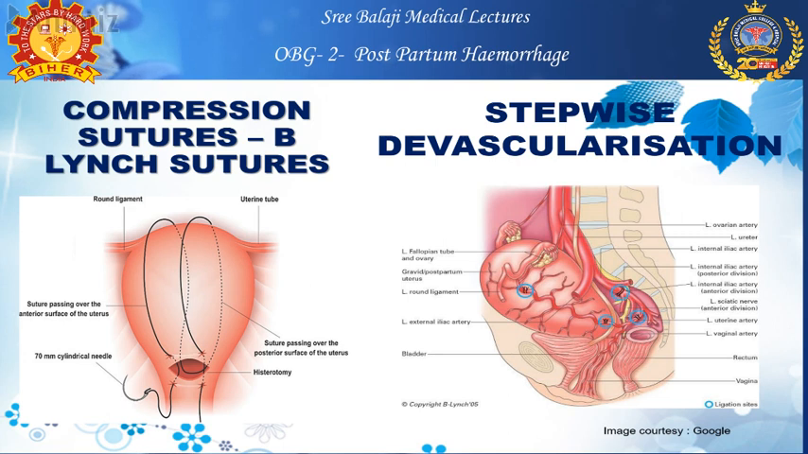Stepwise devascularization. Here we are going to devascularize the uterus by cutting off its blood supply. We all know that the uterus is supplied by the uterine artery, which is a branch of the anterior division of the internal iliac artery. Utero-ovarian anastomosis is formed by branches of the uterine artery and a branch of the ovarian artery, which is a branch of the abdominal aorta. Here you can see that the uterine artery is ligated at the origin. Its ascending branch is ligated, utero-ovarian anastomosis is ligated, and as a last resort, the internal iliac artery anterior division is ligated.